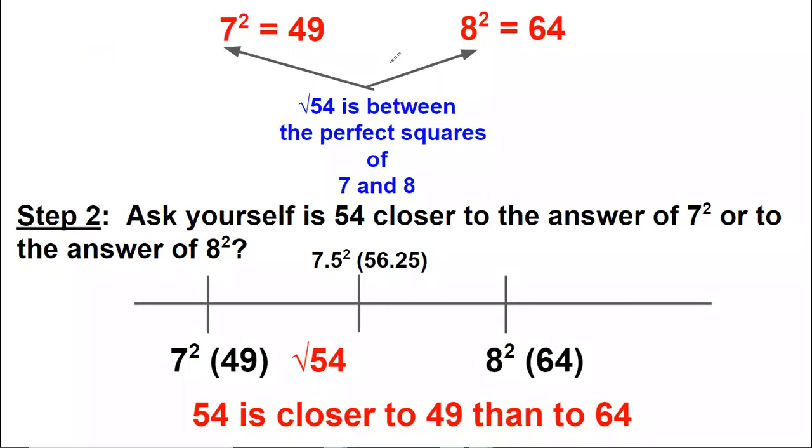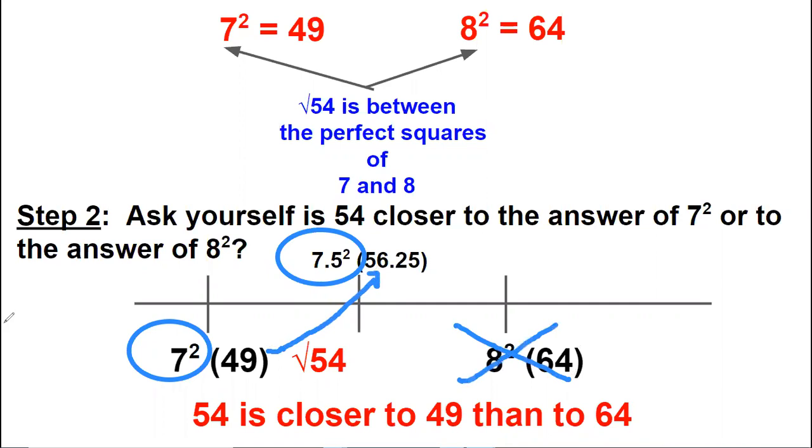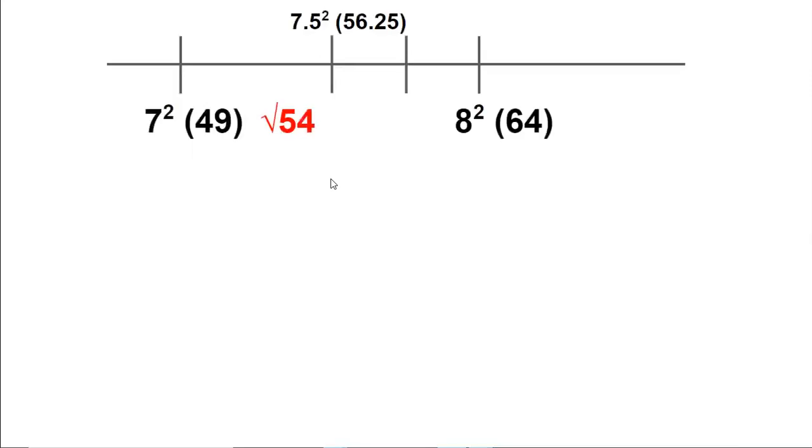Okay, let's move on. We have now a new lower limit and a new upper limit. We have a lower limit of 7 squared, and we have an upper limit now of 7.5 squared, because now 54 is going to be between 49 and 56. And now this one is dropping off. That was too high, right? So see if we can get any closer now. Okay, this is what we had before.